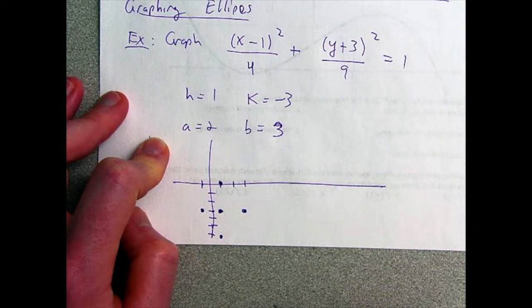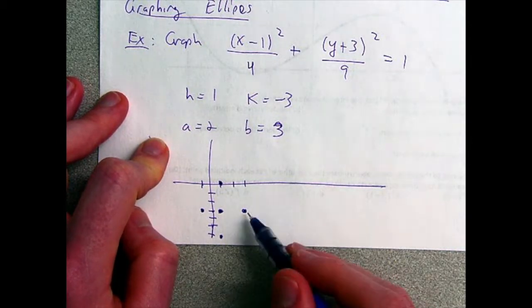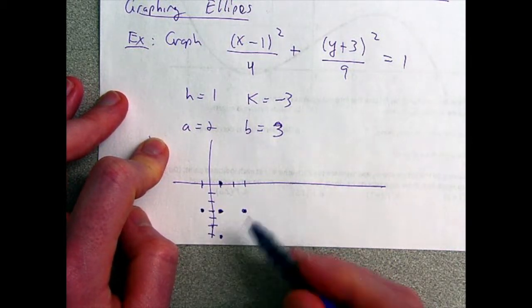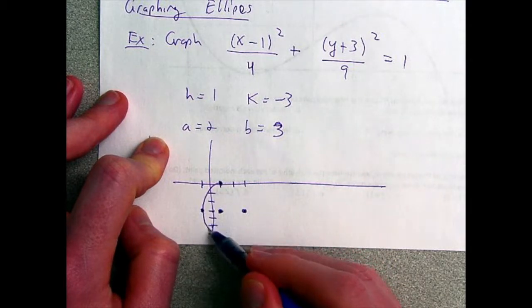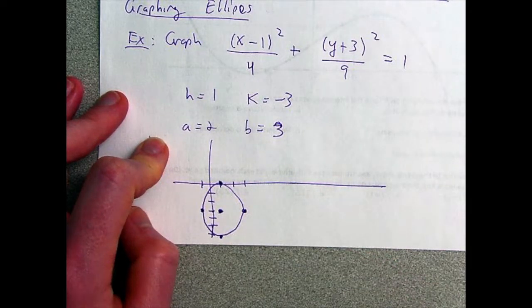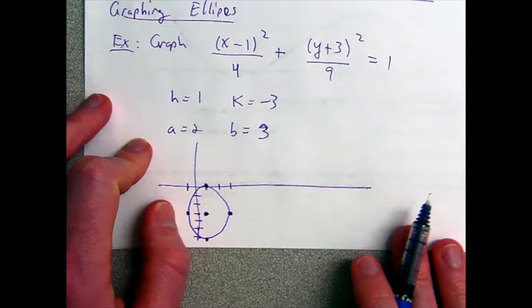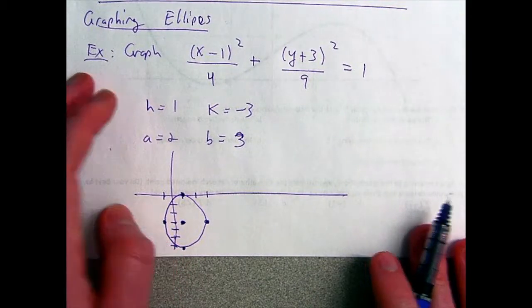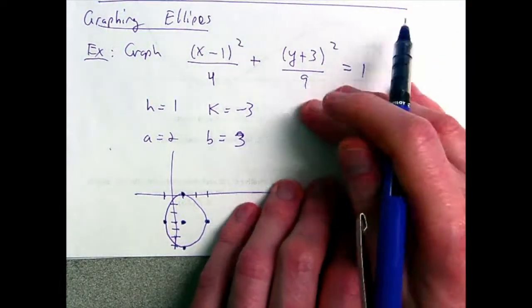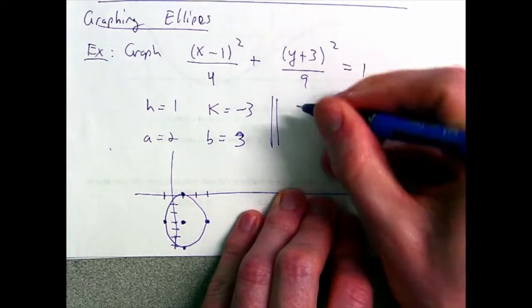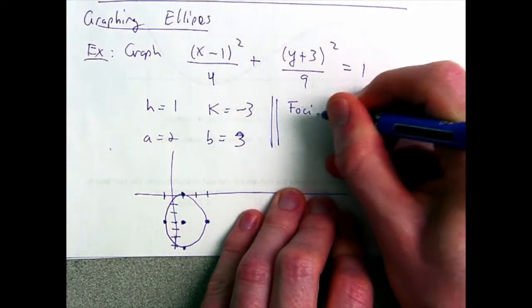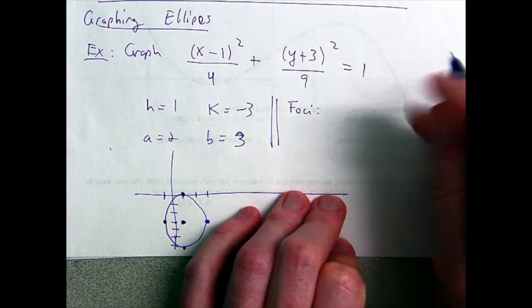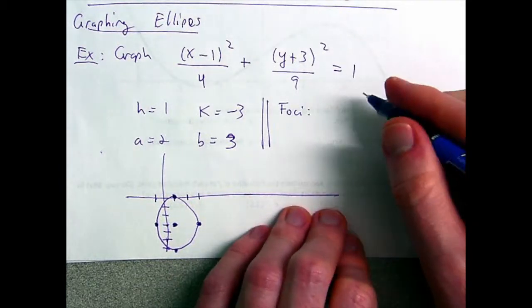Well, now that you have the 4 vertices, remember these are like the 4 corners of the ellipse, it's pretty easy to graph it. You just go, and there it is, and that's good enough. I do, however, want to also find the coordinates of the foci. They're not necessary to graph the ellipse, but it is something we should be able to do. So let's find the foci.